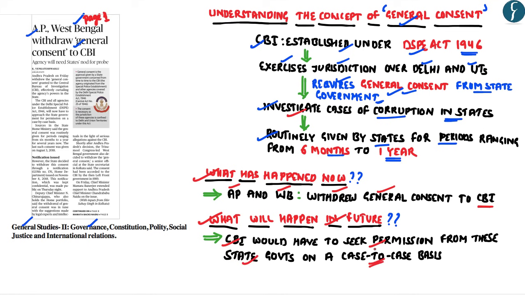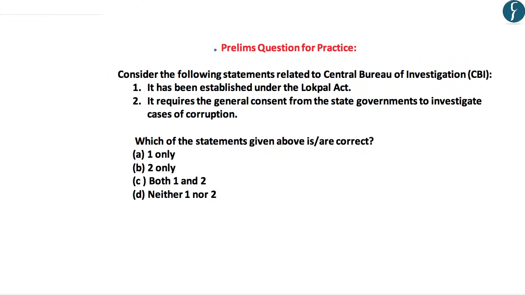Now the main difference here is that earlier, the CBI was given permission for a period ranging from 6 months to 1 year. However, in future, the CBI would have to seek permission from the respective state governments for every particular case. So these are some of the aspects which one should know with respect to this article. Based on the discussion which we had so far, this would be a prelims question for practice. Please go through this question and give your answer in the comment section given below. With this, let us now move to the next article.